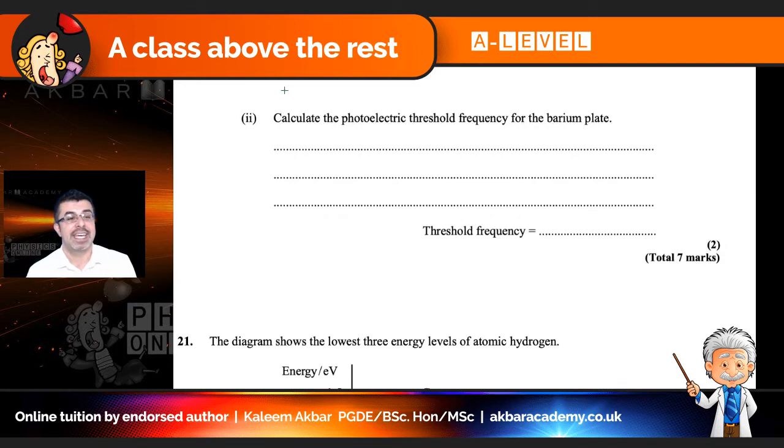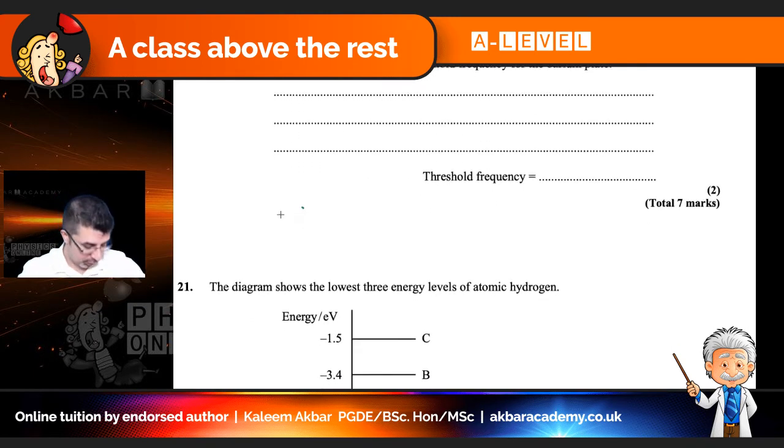Then it says calculate the threshold frequency for the barium plate. Now remember, threshold frequency is the minimum frequency that will cause photoelectric emission. So how do we do this? We'll understand that phi equals hf naught. Now this looks really complicated, but basically it's a variation of E equals hf, where phi is the equivalent to E, h is Planck's constant, and f naught, as we call it, is the minimum frequency required to cause photoelectric emission.